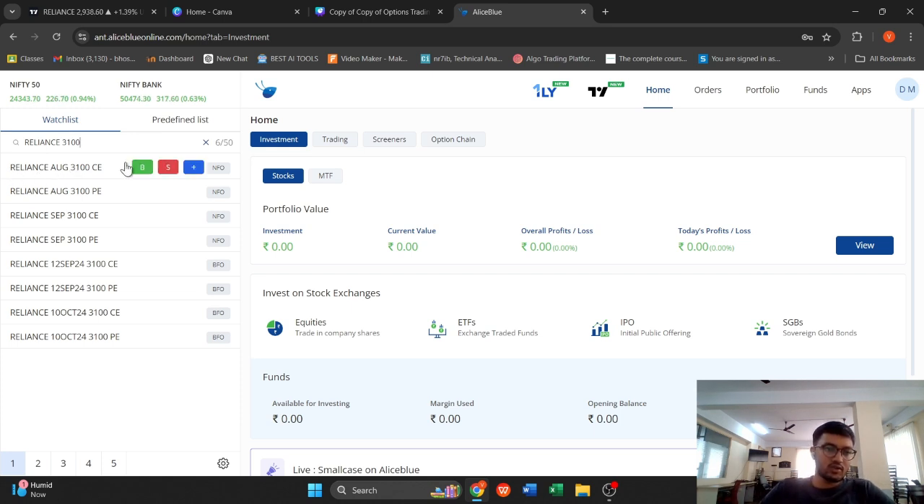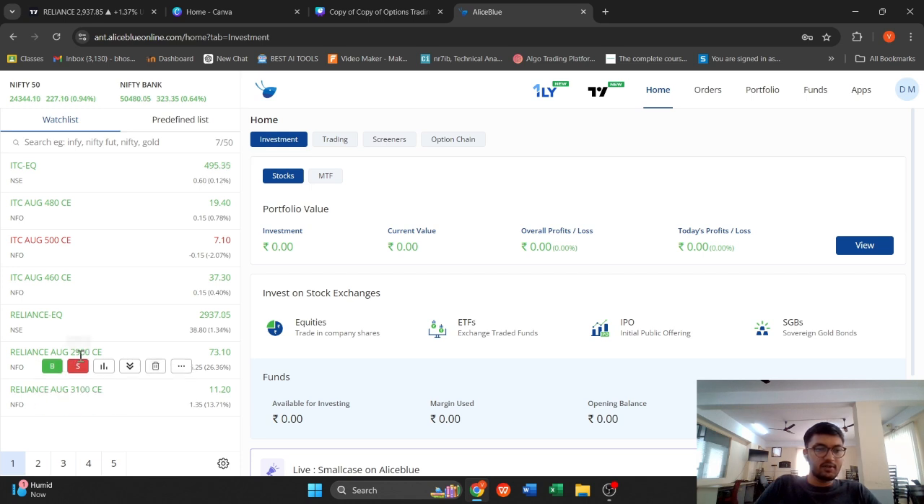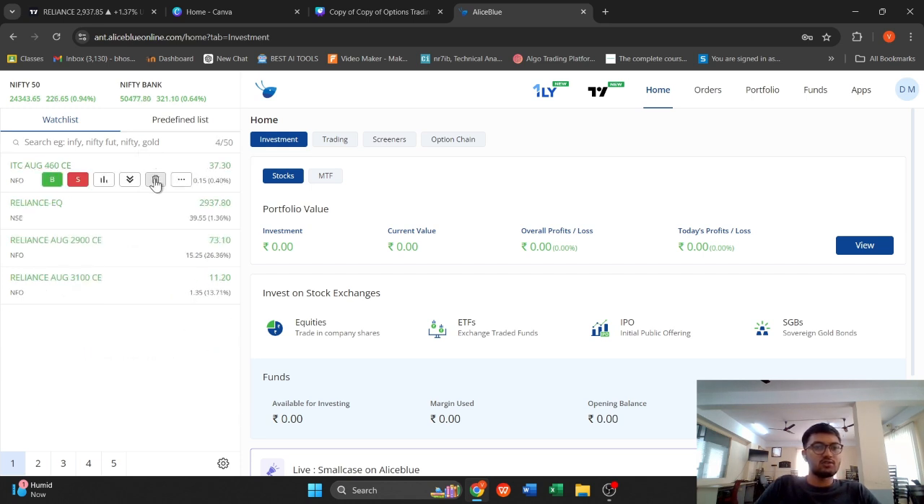So you can see how it is written. Reliance, August, 3,100 is the strike price, and C is the direction, call European or put European. If you think the price of Reliance can go up, you'll buy C, or if you think the price of Reliance will go down, you'll buy P. So 3,100 is one of the strike prices we chose. I'll remove all these ITC ones, and I'll choose 3,000 as well. Reliance 3,000.